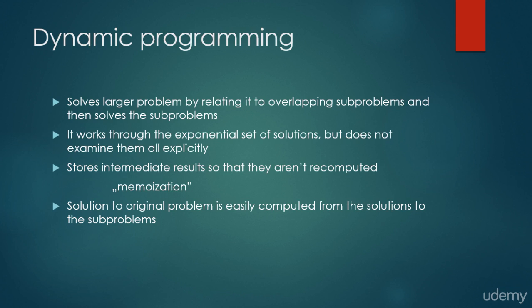It works through the exponential set of solutions, but doesn't examine them all explicitly, and stores intermediate results so that they aren't recomputed. This is what we call memoization. And the solution to the original problem is easily computed from the solutions to the subproblems, and that's what we are going to do during the implementation of our 0-1 knapsack problem.